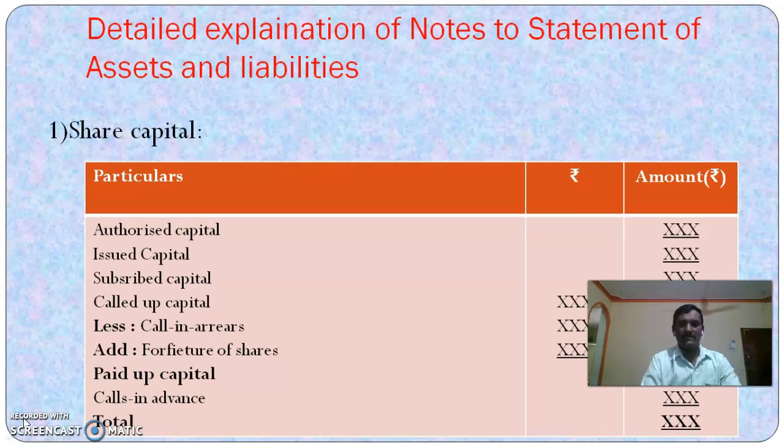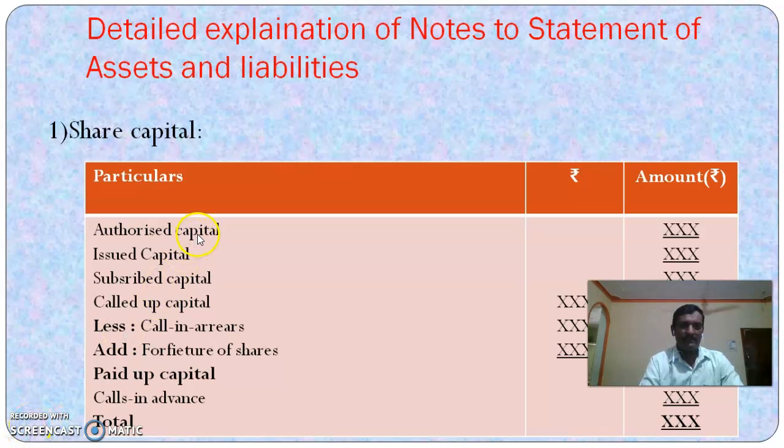Now, as we discussed in my earlier session about the formats of company final accounts, based on that format, let me discuss in detail how we have to prepare the notes to statement of assets and liabilities and statement of profit and loss account. First of all, I would like to explain about the statement of assets and liabilities. In a statement of assets and liabilities, the first item in the balance sheet, on the equity and liability side, is share capital. Share capital comprises items like this.